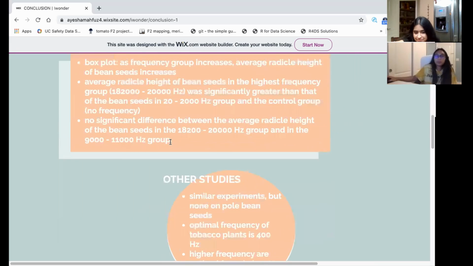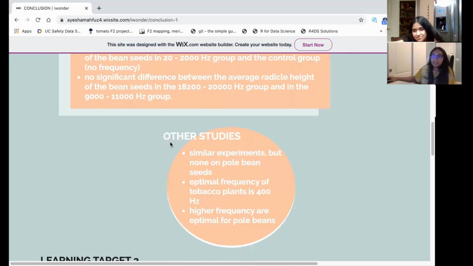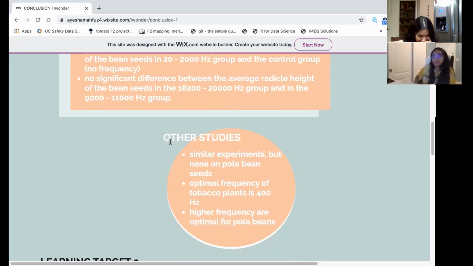And then we're going to plug some other studies here because science is cool and you should read other people's papers when you do experiments. So the main reason we did bean plants is because, one, they germinate quick, and two, because we didn't find any other experiments that specifically tested on pole bean seeds.